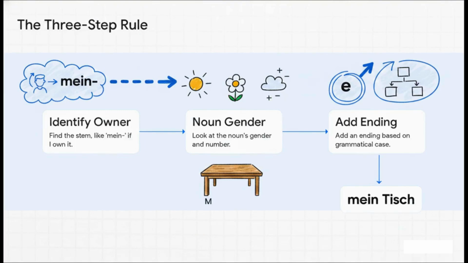And this brilliantly illustrates the real secret to mastering them. It's a simple 3-step rule. Let's make this totally actionable so we don't get overwhelmed. Step 1, identify the owner to find your root word, your stem. If I own it, the stem is mein. Step 2, look at the thing being owned. What's its gender, and is it singular or plural? So Tisch happens to be a masculine singular noun. Step 3, add the right ending based on the grammar case. Now, for a basic sentence, mein doesn't need any extra ending at all, so boom, it just stays mein Tisch.